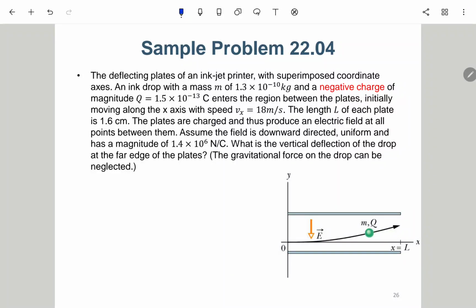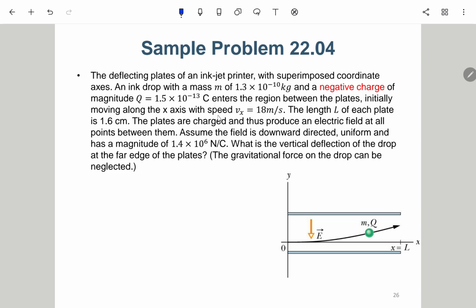Okay, so let's take a look at this sample problem. It says the deflecting plates of an inkjet printer, with superimposed coordinate axes. An ink drop with a mass of 1.3 times 10 to the negative 10 kilogram and negative charge of magnitude capital Q equals 1.5 times 10 to negative 13 coulomb enters the region between the plates.